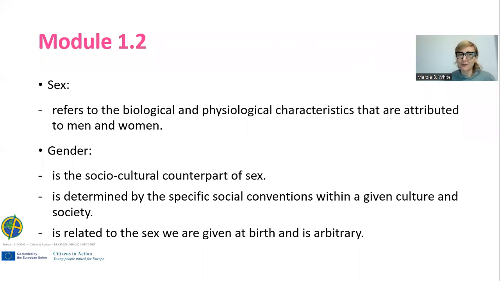So let's talk about it. What we learned is that sex refers to the biological and physiological characteristics that are attributed to men and women. Gender is the social-cultural counterpart of sex, determined by the specific social conventions within a given culture and society. And gender is related to the sex we are given at birth and is arbitrary.